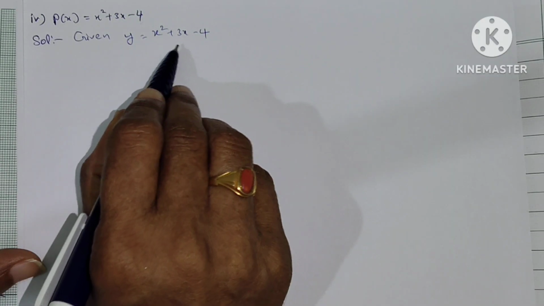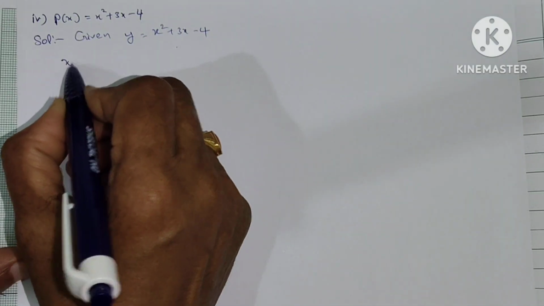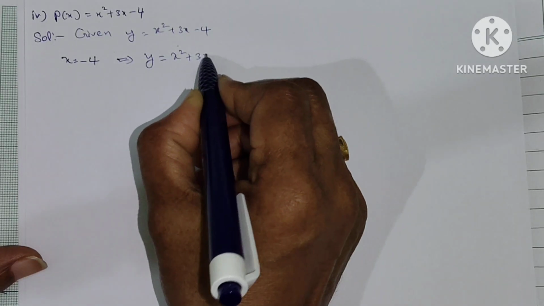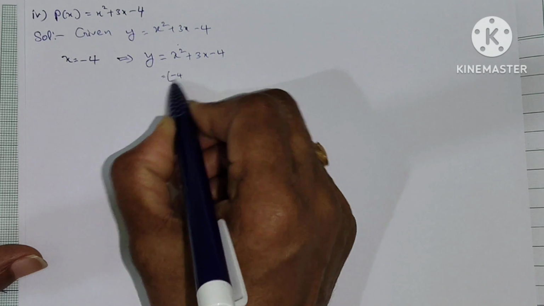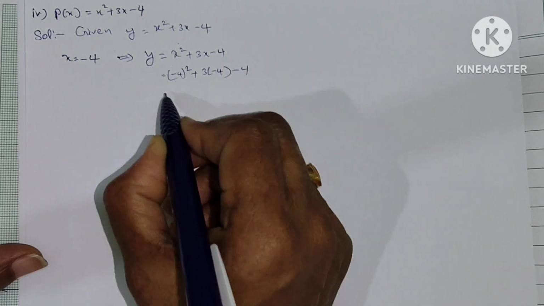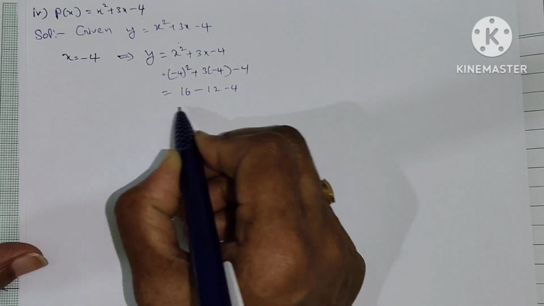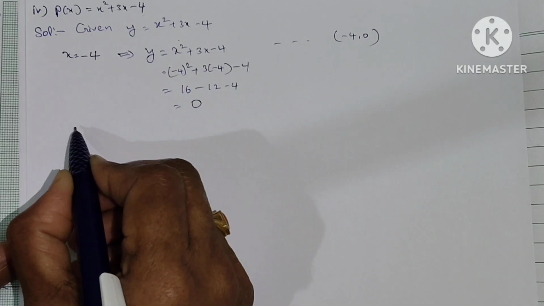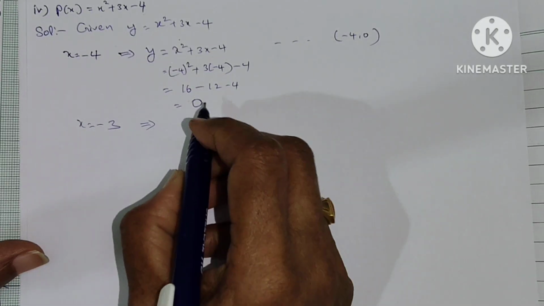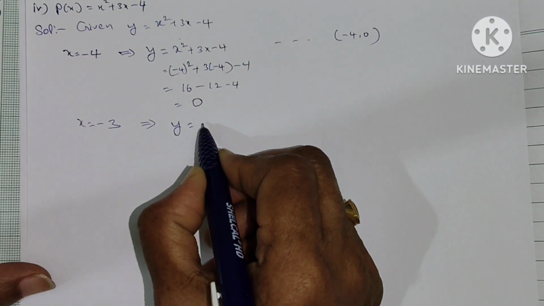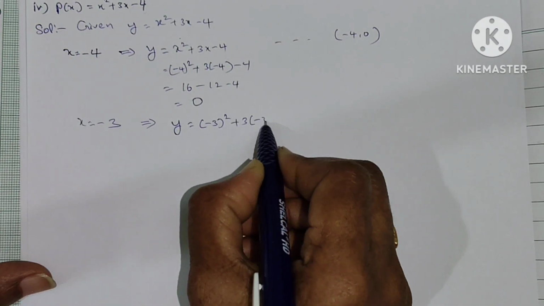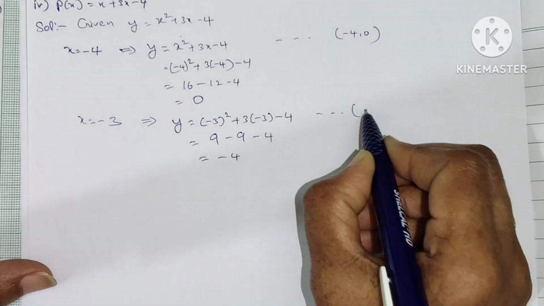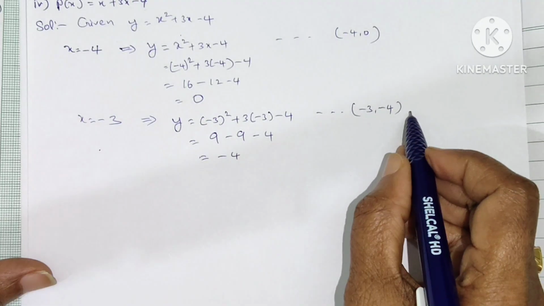Now using this equation we write the points. First, x equals minus 4. Here y equals x square plus 3x minus 4. In place of x we write minus 4 whole square plus 3 into minus 4 minus 4. So 16, minus 12, minus 4, which is 0. So the point is minus 4 comma 0. Next, x equals minus 3. Then y equals minus 3 whole square plus 3 into minus 3 minus 4, so 9 minus 9 minus 4, which is minus 4. The point is minus 3 comma minus 4.